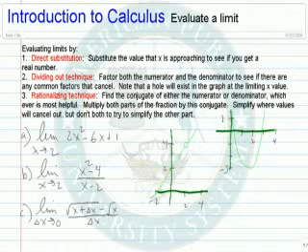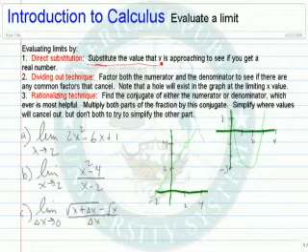The basis for all of calculus has to do with limits, so we need to be able to evaluate a limit. The easiest approach is called direct substitution. All we have to do is substitute the value that x is approaching to see if you get a real number. Let's look at an example here.